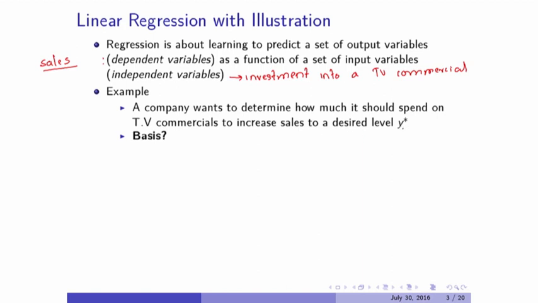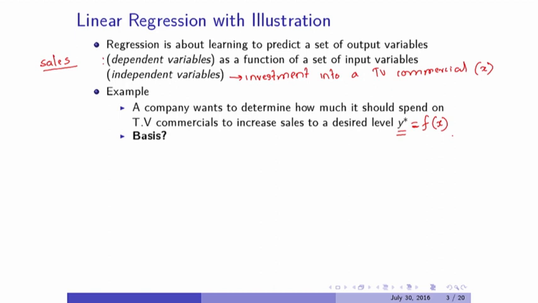A company really wants to determine how much to invest based on a desired output level that it targets. So Y star is the desired output level. Please note that we are still trying to predict the dependent variable Y star based on the independent variable, which is X, or the investment into TV commercial. Just that we have presented the problem with a slightly different flavor, which is we're trying to find the right amount of investment to get a desired level. So our investment still will remain the input variable.